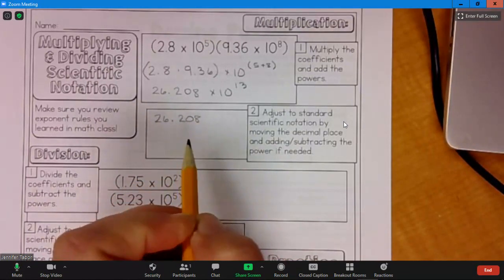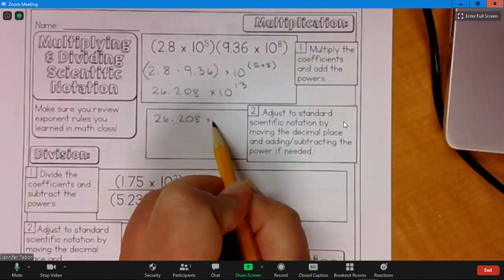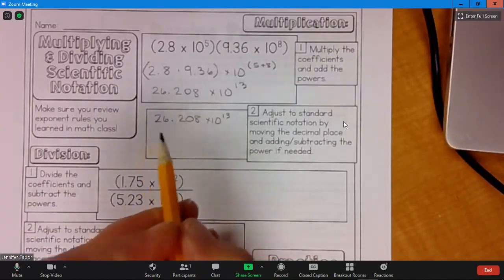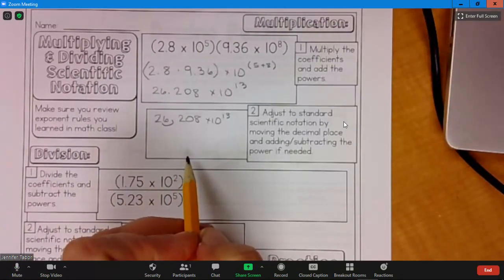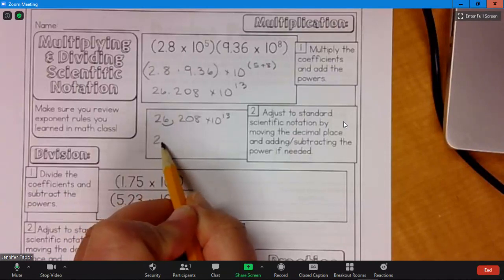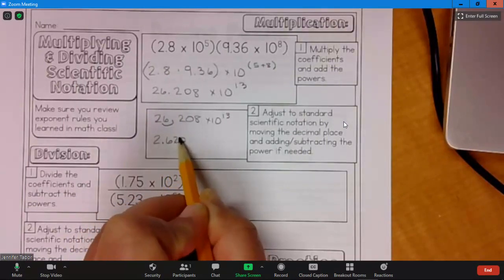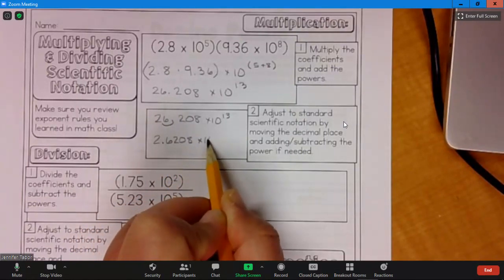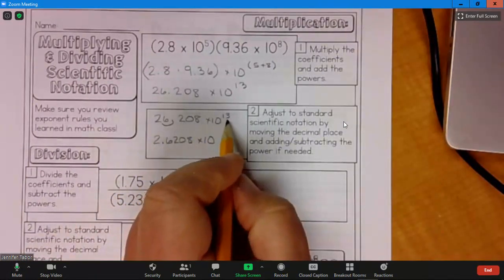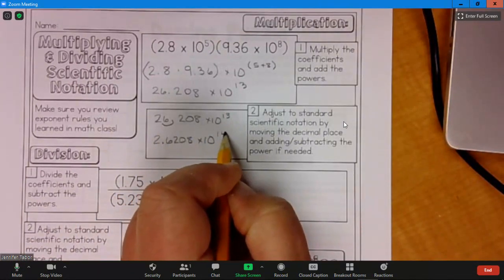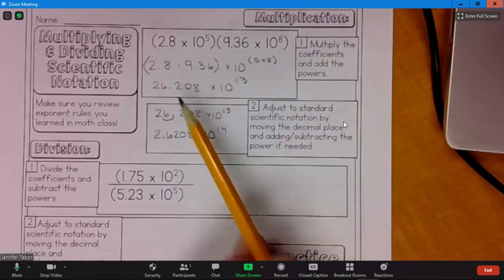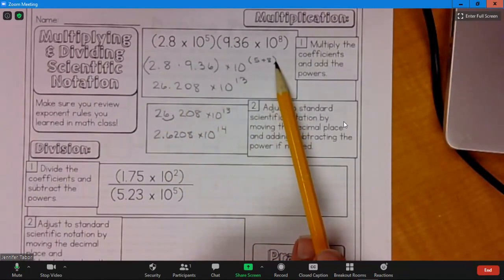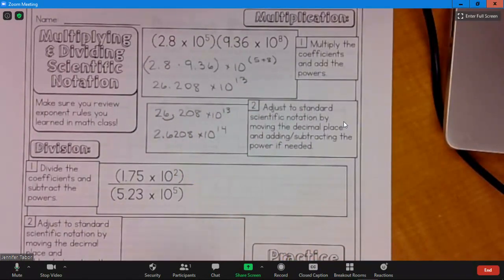So we start with our 26.208 times 10 to the 13th power. We're going to move this decimal point one place to the left. So then we have 2.6208 times 10. Because we moved it left, we want to increase our exponent. So times 10 to the 14th. So just multiply your numbers, add your exponents, and then adjust.